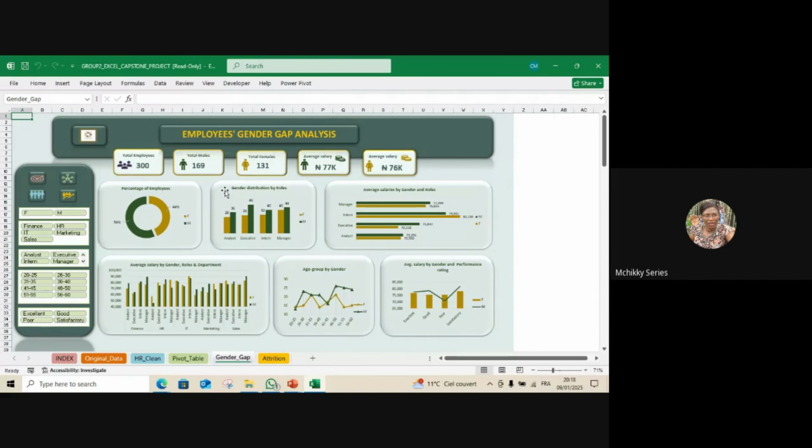And we also look at the gender distribution by roles. And when you look across roles, you see that males are topping in the number of employees at each role. They're higher than the number of females. You look at the average salary by gender and roles.